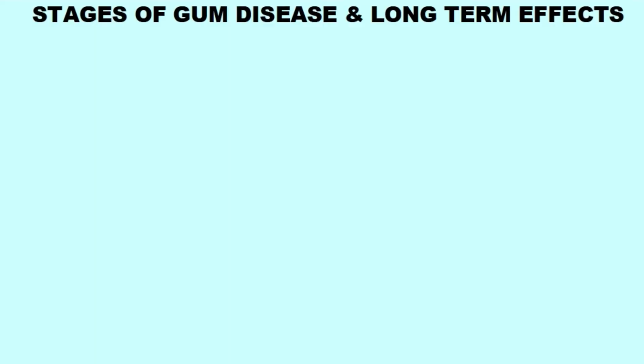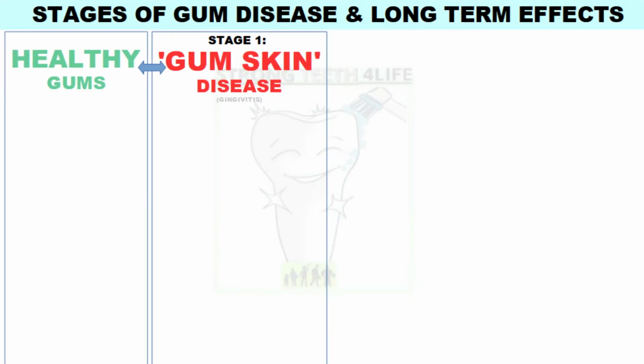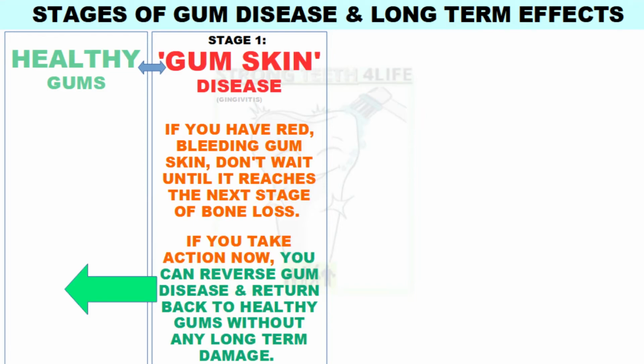Stages of gum disease and long-term effects. We start with healthy gums. If you go to stage 1 of gum disease, where your gum skin is red and bleeding, don't wait until it reaches the next stage of bone loss. If you take action now, you can reverse gum disease and return back to healthy gums without any long-term damage.